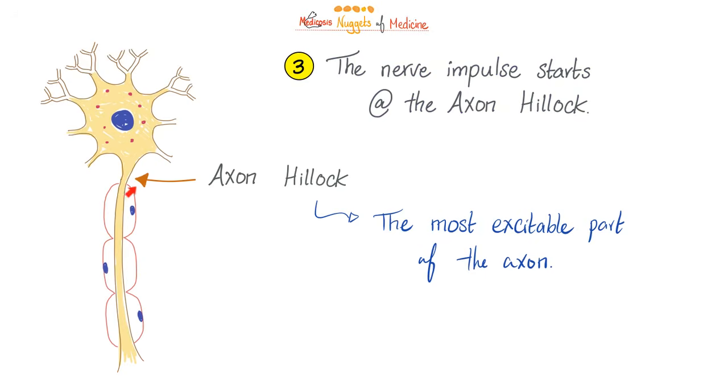The nerve impulse starts at the most excitable part of the nerve known as the axon hillock.